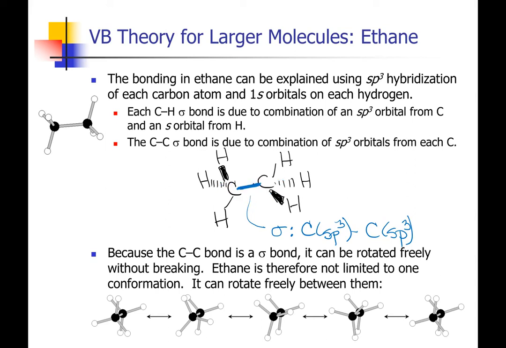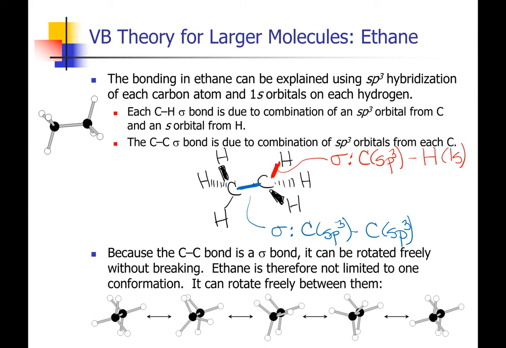So that takes care of the carbon-carbon bond. The other bonds in the molecule are all equivalent to each other. They are all carbon-hydrogen bonds. Those are also sigma bonds. Every bond in this molecule is actually a sigma bond. And each of them is made by taking a carbon atom using the sp3 hybrid orbital and combining that with the 1s orbital on the hydrogen.